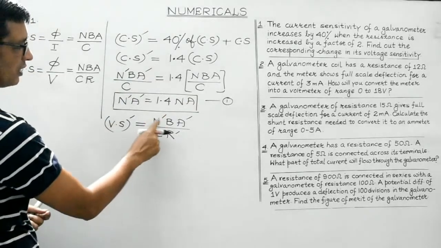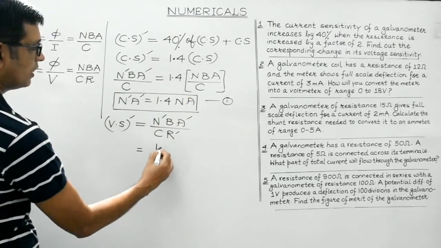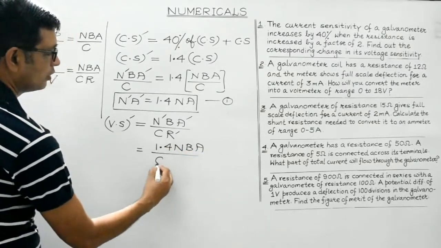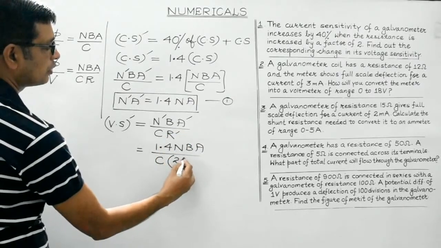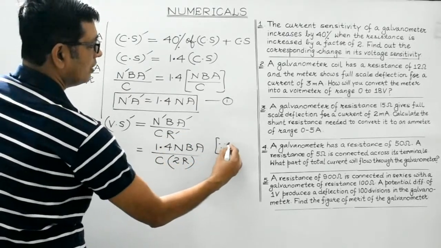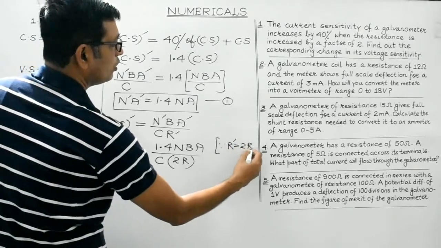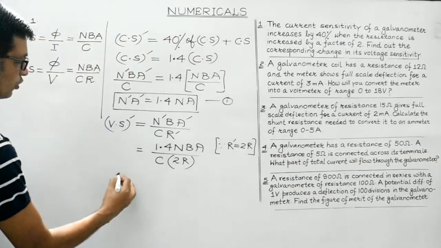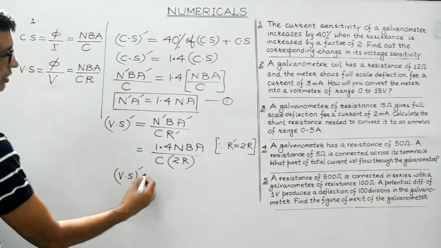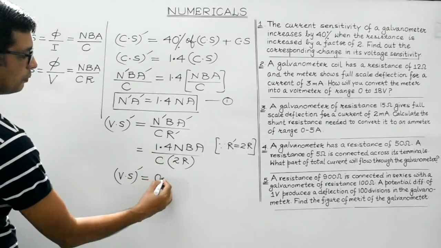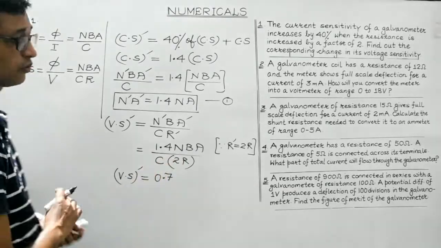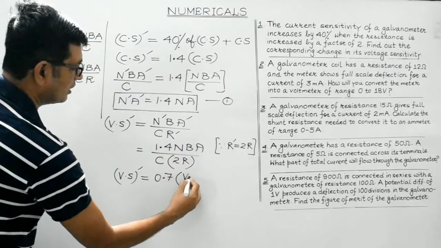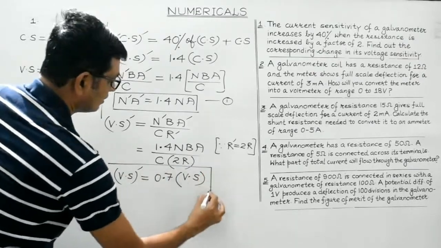So let's substitute the value. What is N dash A dash? It's 1.4 NA, divided by C. What is R dash? It is twice R. It's given. New resistance is equal to twice. The resistance has been increased by a factor of 2. So what do we get, students? New voltage sensitivity is equal to 1.4 divided by 2, which gives us 0.7 NBA by CR. That is 0.7 times the original voltage sensitivity. So this is the answer.